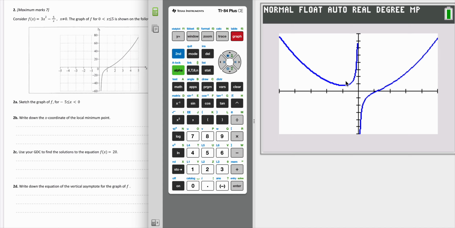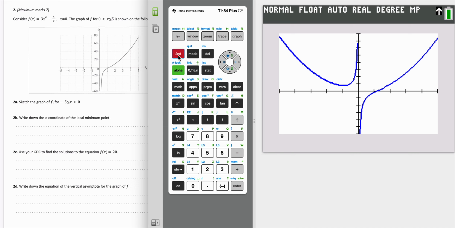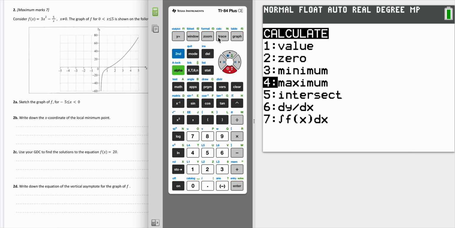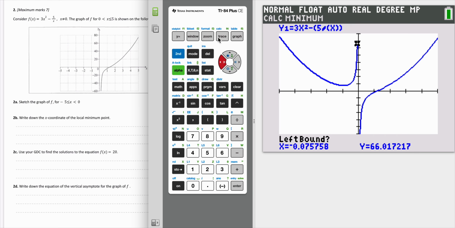Now we do have some sort of minimum point here, and we want to draw it accurately. So it's probably going to be best if we find that first. And if we look, the next question is to find the minimum point. So if we go second function trace, we can find the minimum value. And if we come across from here all the way across to here, it only asks for the x coordinate.